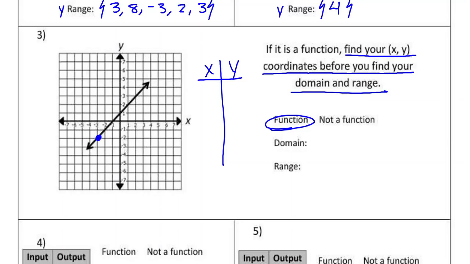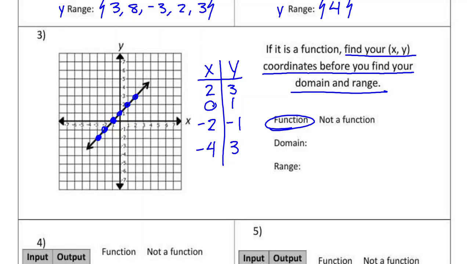Where does it intersect perfectly on this graph? And there's a whole bunch of spots. All right, so let's just write those down. I'm only going to write 4 of them. 2, 3, 0, 1, negative 2, negative 1, negative 4, and 3.